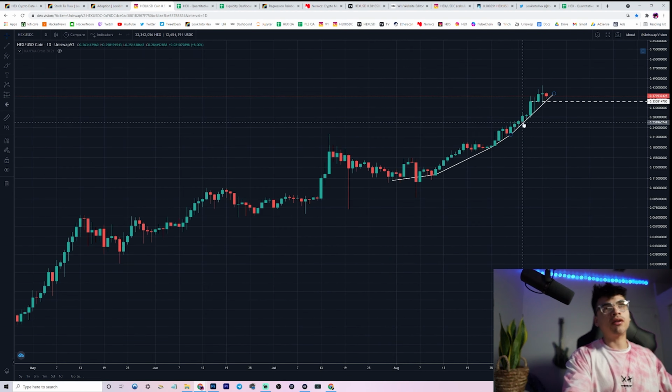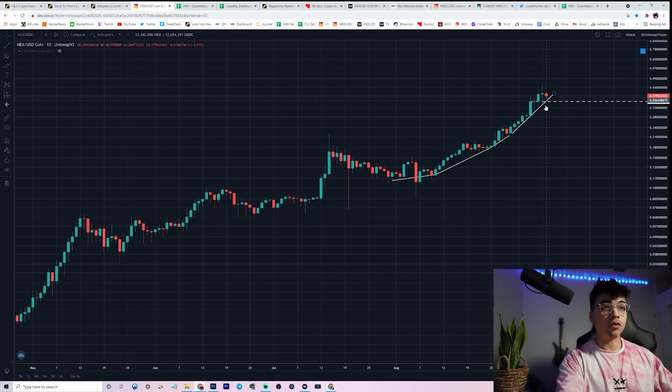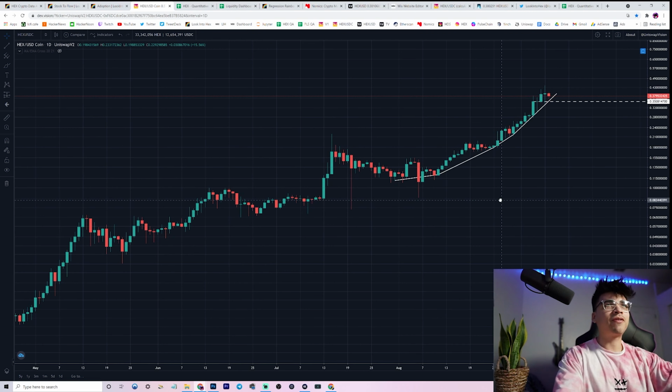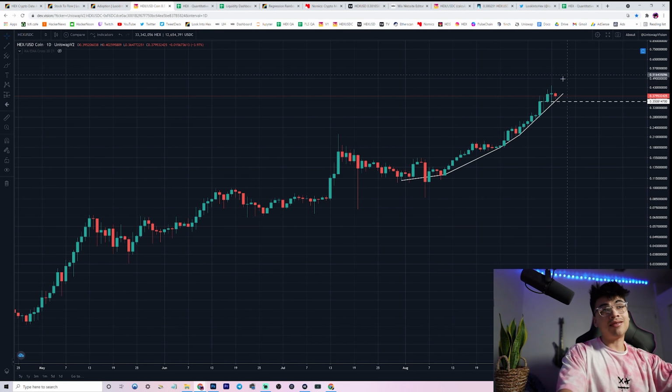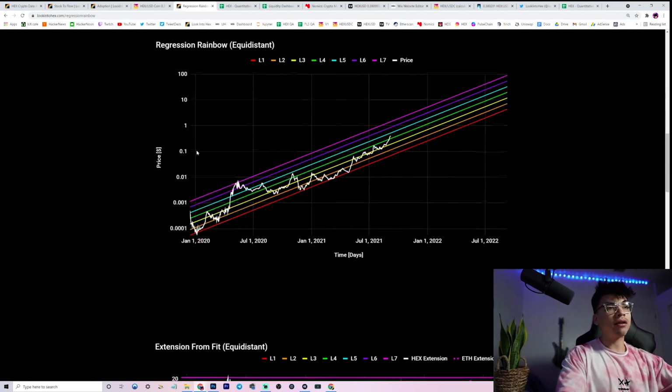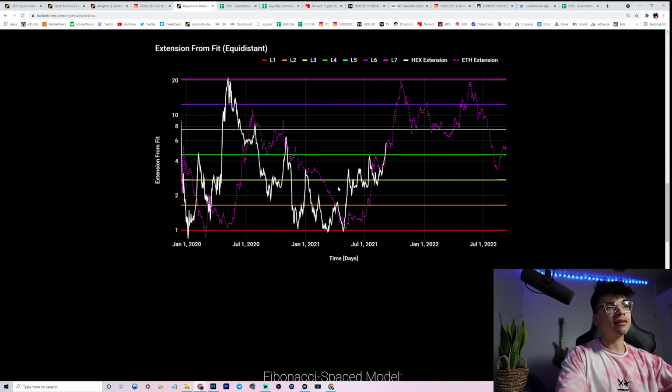You know, something on a daily time frame is not as significant as on a weekly time frame, but it is still fair to look at it. So that's that, right? Until we start changing this curvature, I'm still bullish, basically, until further notice. I mean, we're still tracking our HEX versus ETH extension from FIT. We barely curved over.